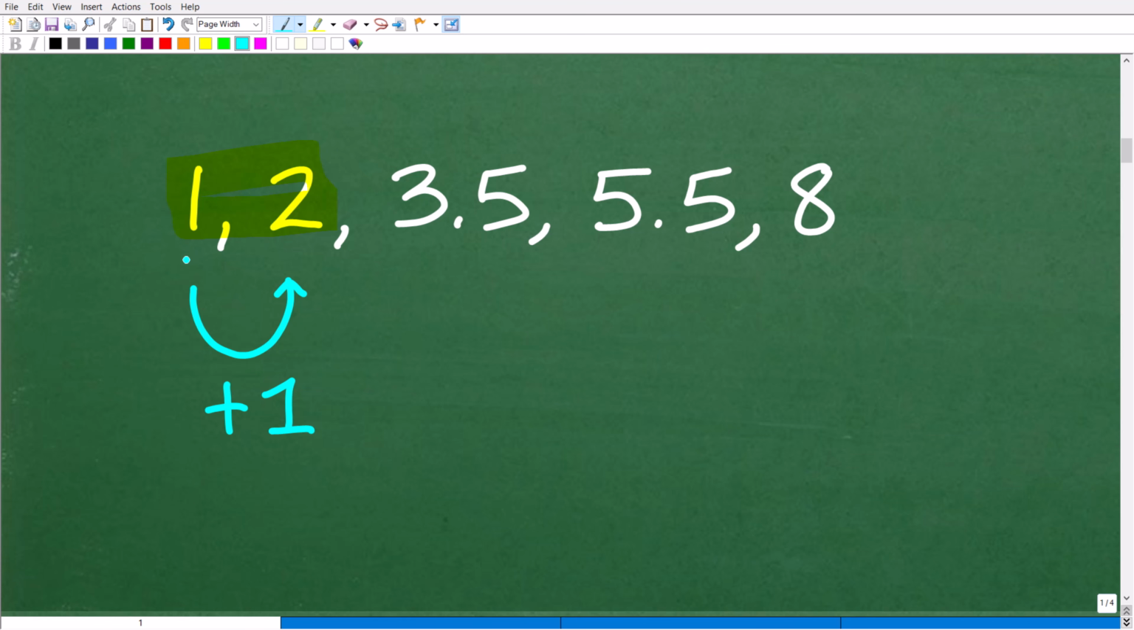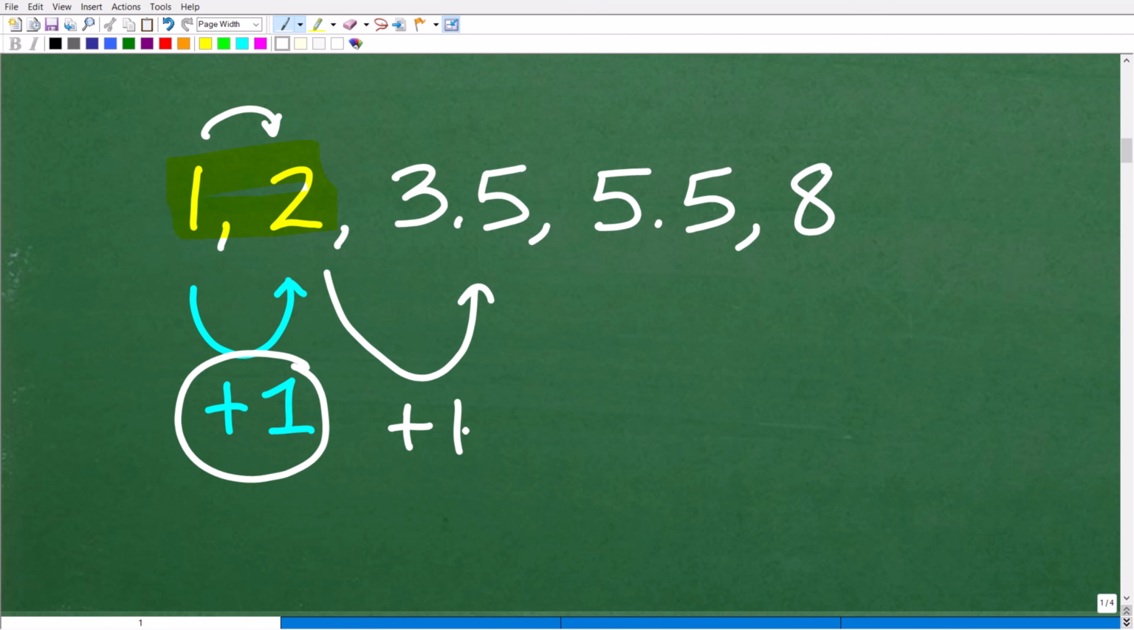Okay, so we're starting with 1, and then we go from 1 to 2. Well, what happened there? Obviously, we added a 1. So we took this 1, we added a 1, and we got 2. All right, so if adding 1 to the previous term to get to the next number is the rule, let's go ahead and test that. So we'll take this 2 and we'll add 1, and what happens? Well, 2 plus 1 is obviously 3, and the next number in this sequence is 3.5, so that doesn't look like it is going to work.